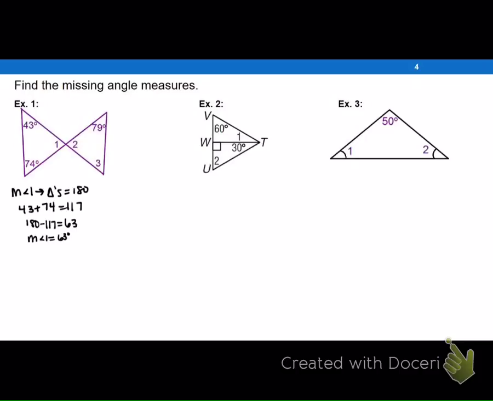Abby, can you check me? Is that 63? Okay, perfect. All right. Kylie, what's the next angle you're going to find? 2. And why do you know angle 2? Because it's vertical. Yep, it's vertical to what angle? 1. Nice. So they're congruent, so what's the measure of angle 2? It's also 63.